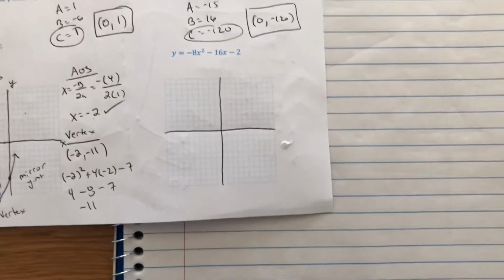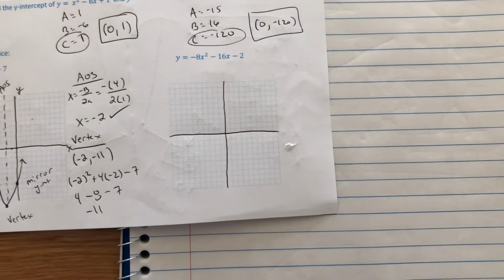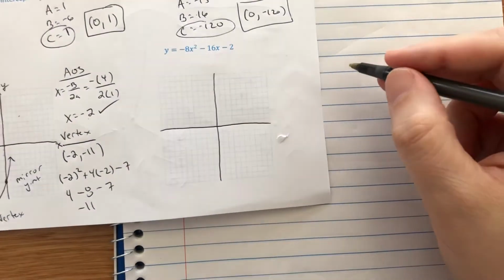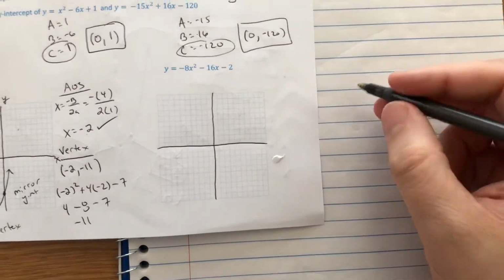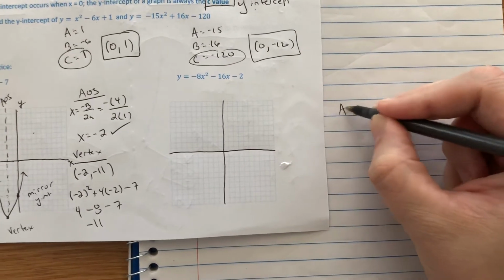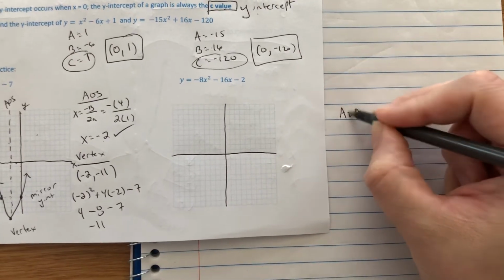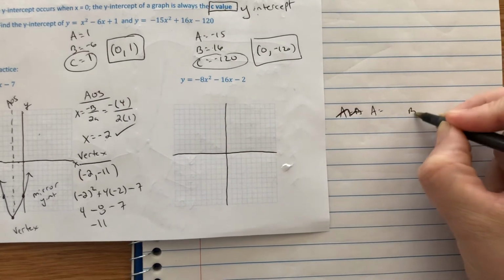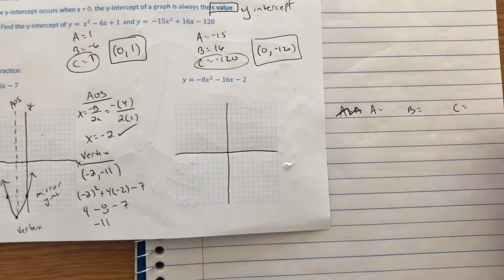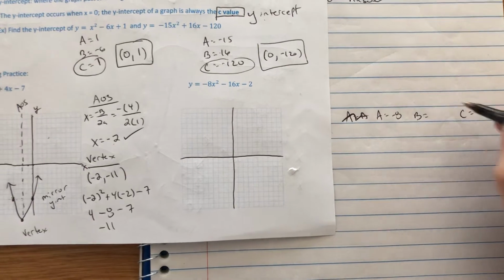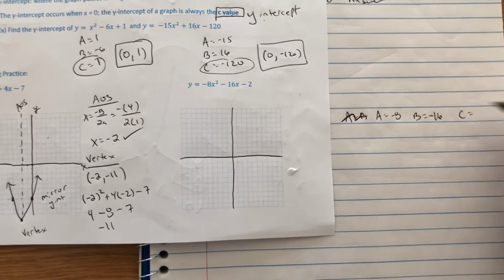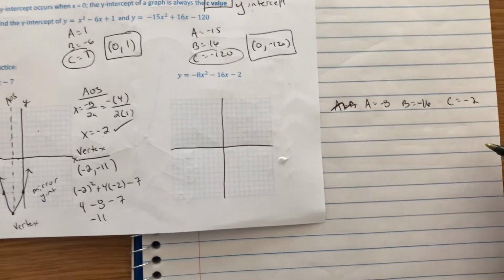Okay, so we're gonna go over this problem from start to finish, and I'm gonna start by identifying the A, B, and C values. Now I didn't give myself enough room here, so I'm gonna work on the scratch piece of paper next to me. So let's identify A, B, C. Okay, so my A value is -8, my B value is -16, and my C value is -2.